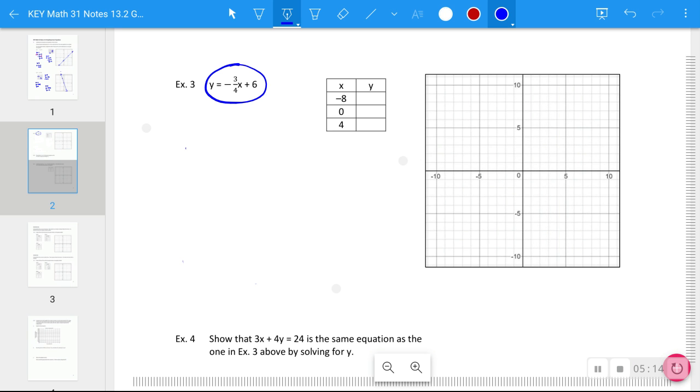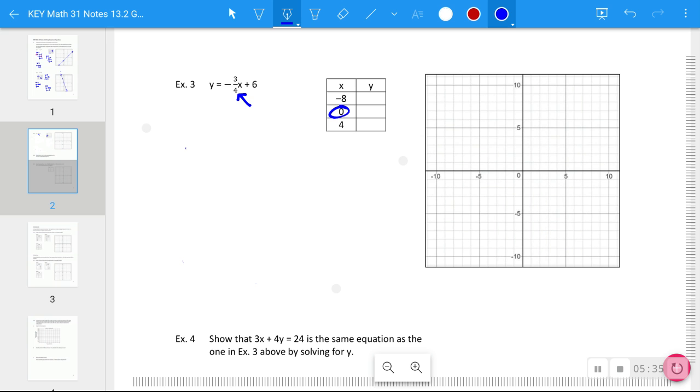All right, let's see, what do we have here? Okay, y equals -3/4 times x plus 6. Now I'm going to point out something here. The x values that are chosen for us, they're convenient because they all divide by 4. You can see -8, if you plug it in, it divides by 4.